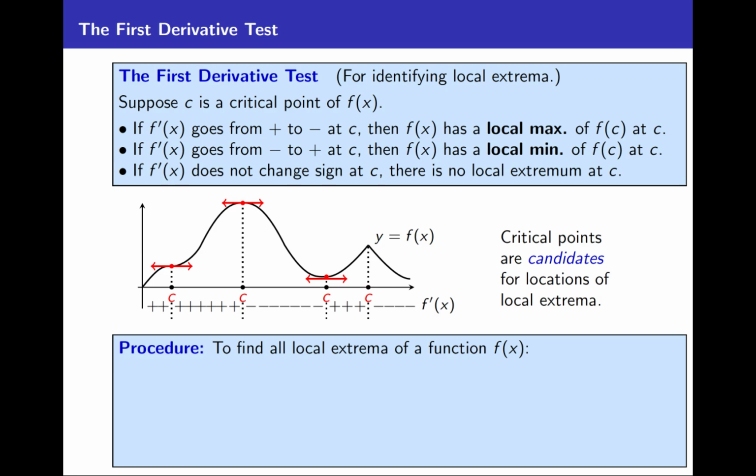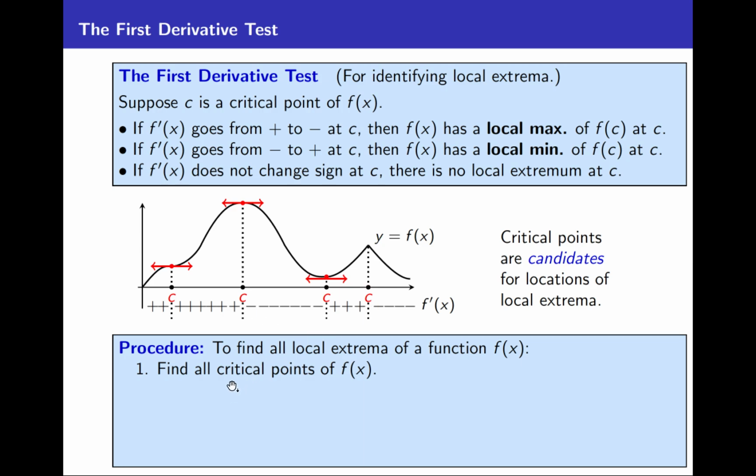This leads to a procedure that we can use to find all local extrema of a function f of x. Let's see. What would we do? First of all, we have to find the critical points. That's step 1. Those are the candidates for the local extrema.